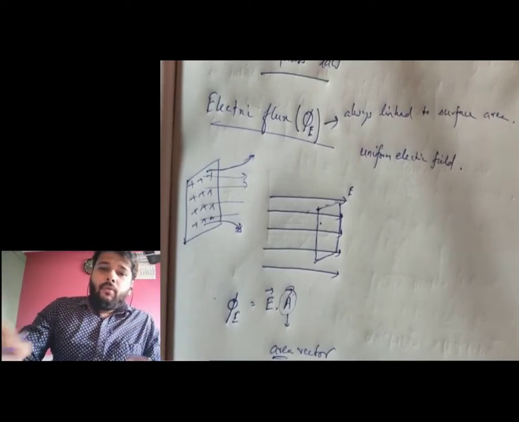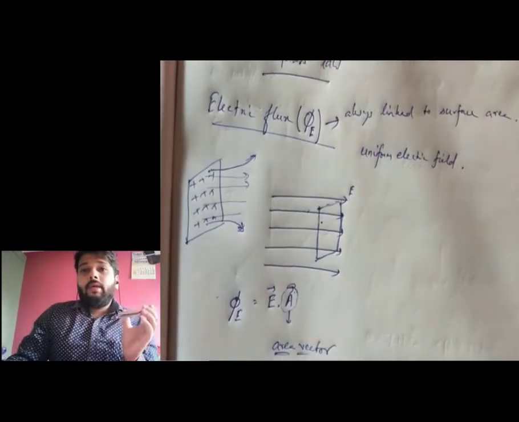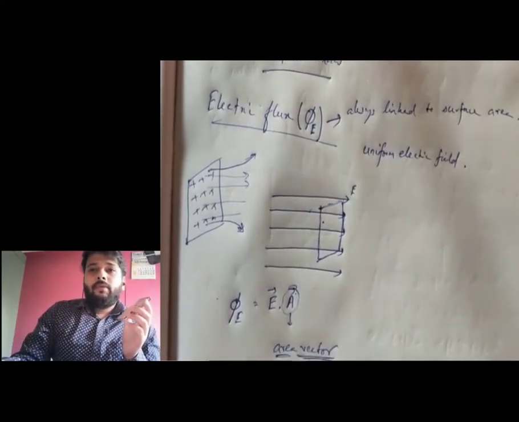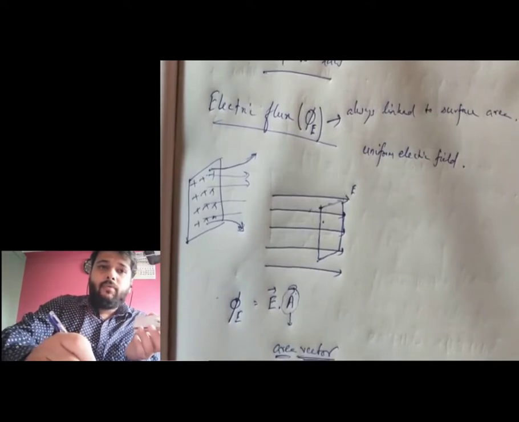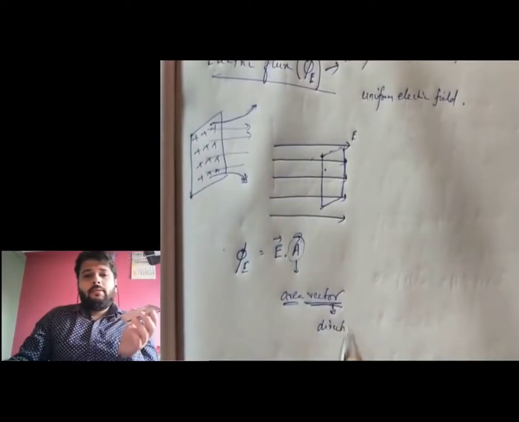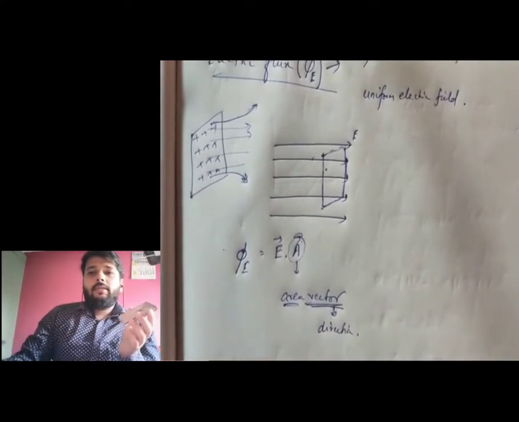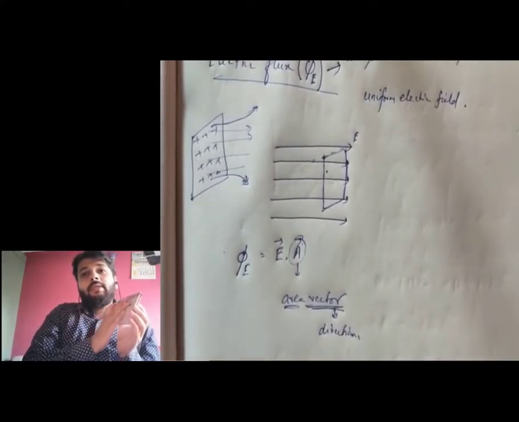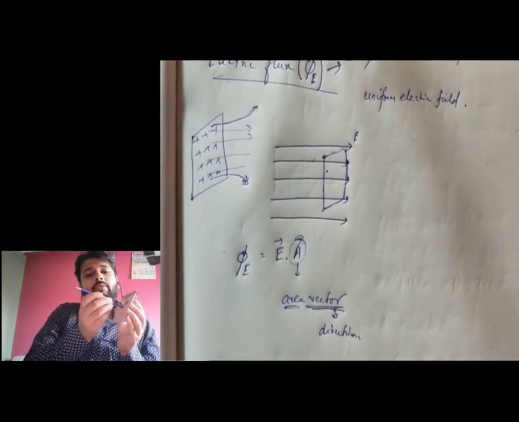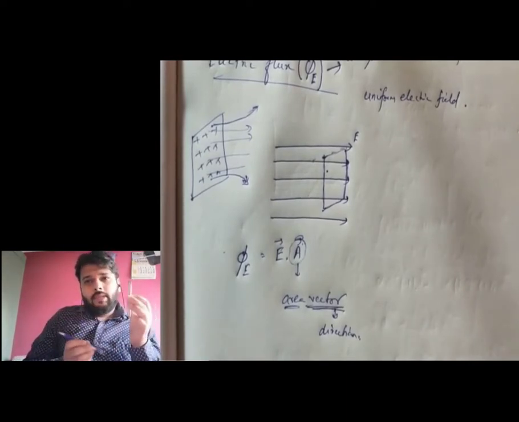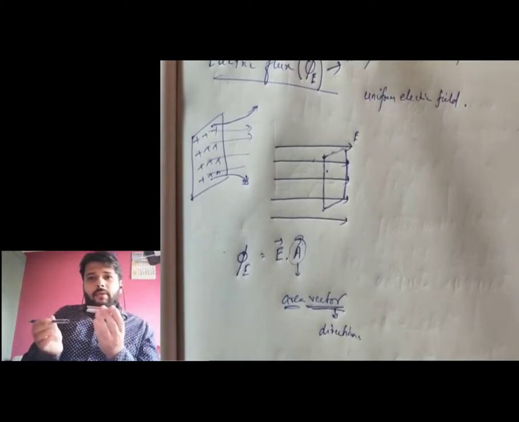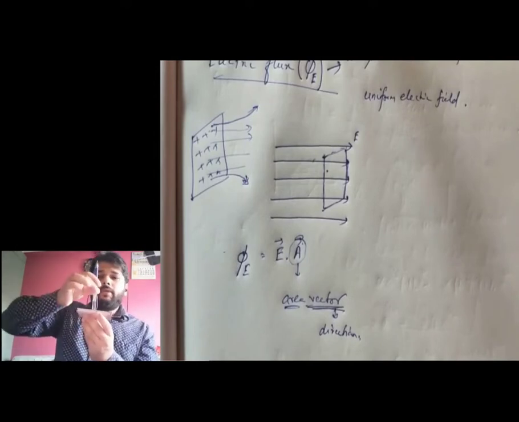Now when we talk about area vector, what is an area vector? Vector means it must have a direction. So this is the surface. Where is its area vector? Always remember that the area vector is always perpendicular to the surface. If the surface is kept like this, the area vector will be this. If the surface is like this, the area vector will be like this.